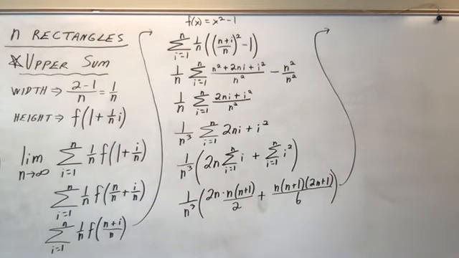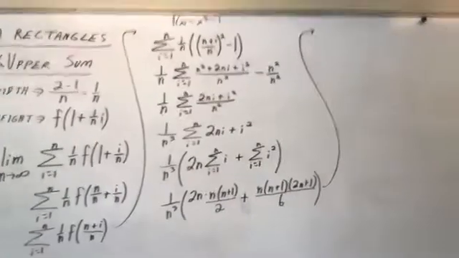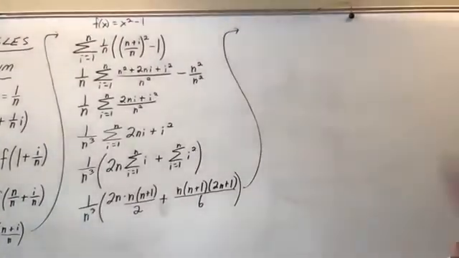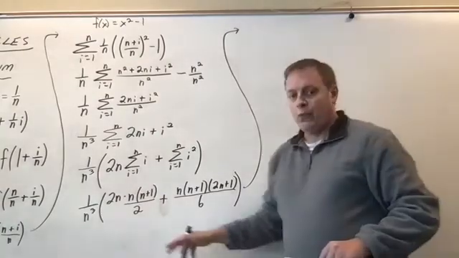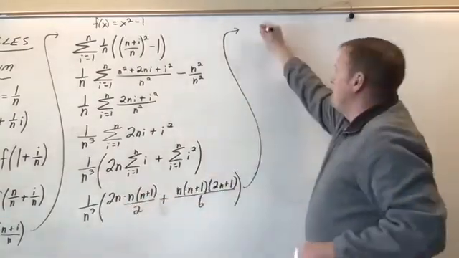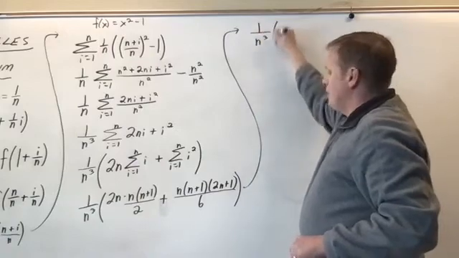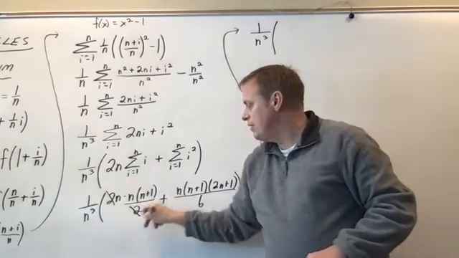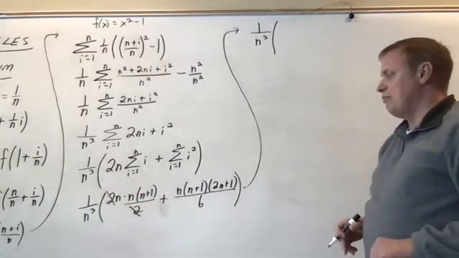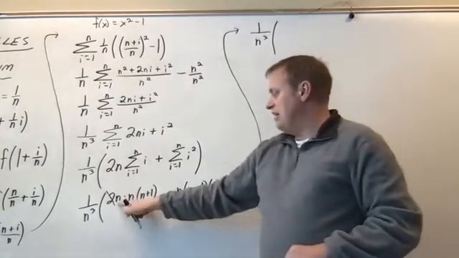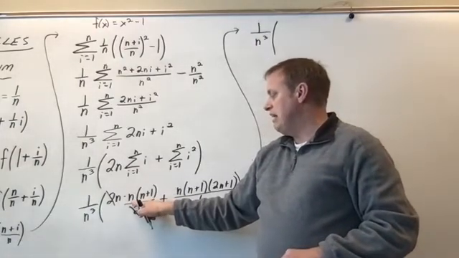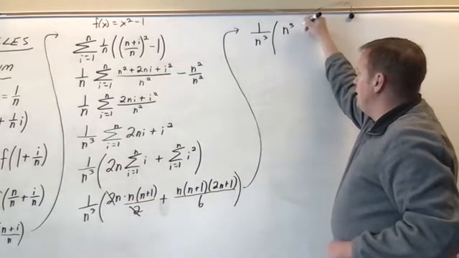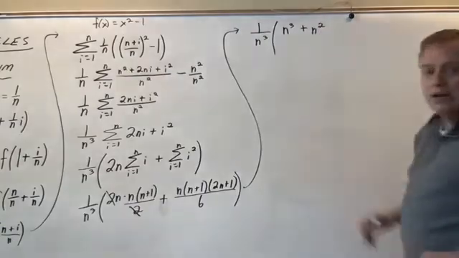Okay. Well, as we move on up here, we need to simplify what we have. So let's go ahead and do that. So what I can do is I'm going to keep this 1 over n cubed right here. Now, this 2 and this 2 will divide out and become 1. Now, I have an n times n, which is n squared. And n squared times n plus 1 is going to give us n cubed plus n squared.